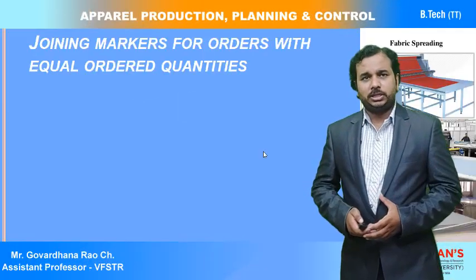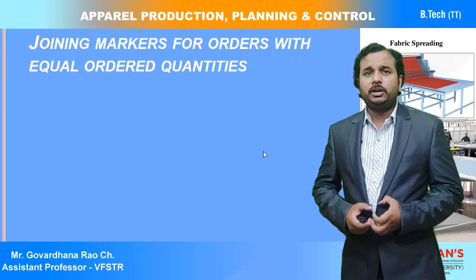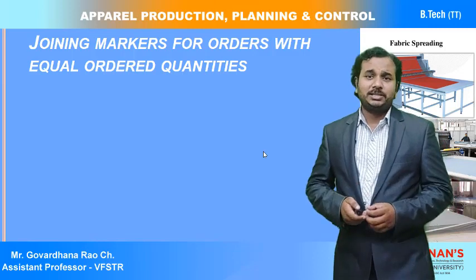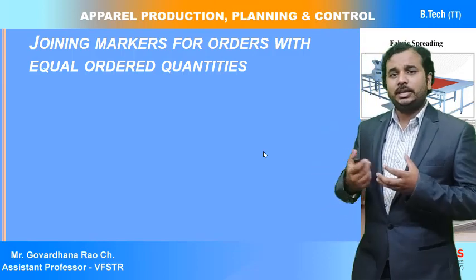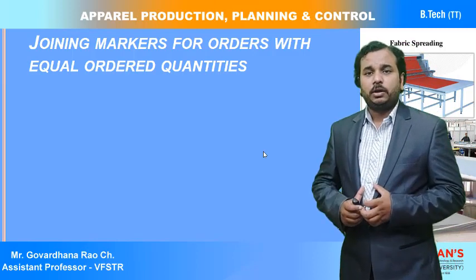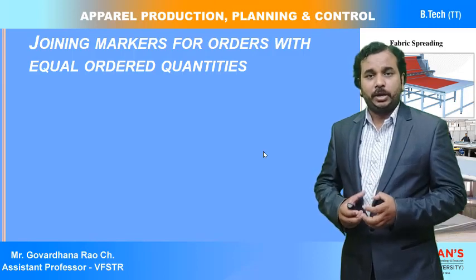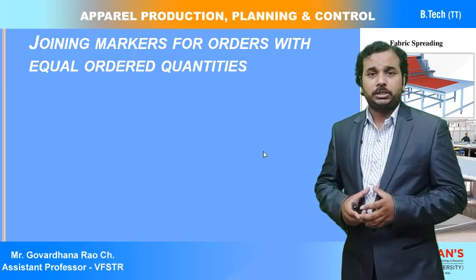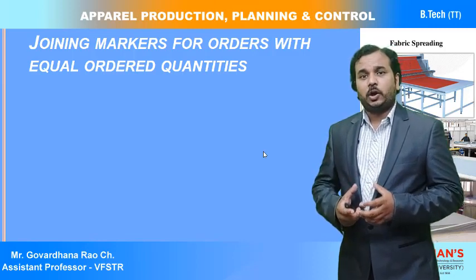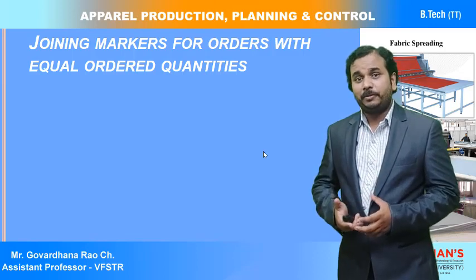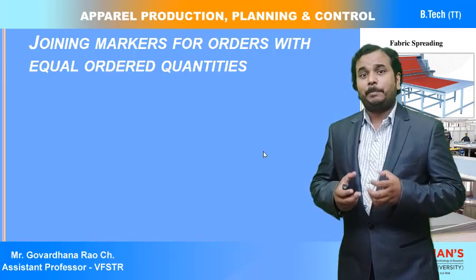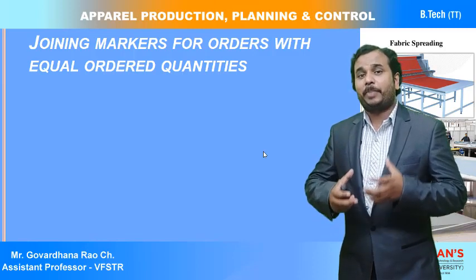Before the step lay process, there is the joining of markers for orders with equal order quantities. So what is a marker? As we have discussed in the earlier sessions, the marker is nothing but the patterns of a garment. Take the example of a shirt or shirting garment. We have many garment patterns, different patterns are there.